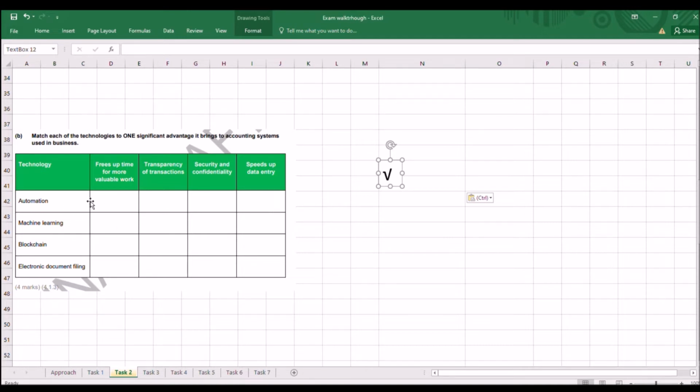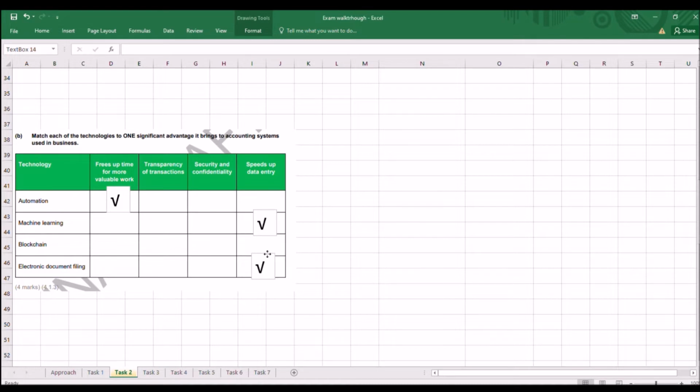So automation, I'm going to go for probably freeing up time for more work. That's the point why we automate things, really, because we have a cost to automate as well. Machine learning is going to be speeding up data entry, because the machine's going to do the actual entry for us. Again, speeding up the data entry is going to free up time for more valuable work, but definitely there. It would have been slightly this one over here as well, in terms of saying, are you definitely sure about that particular transaction? But okay.